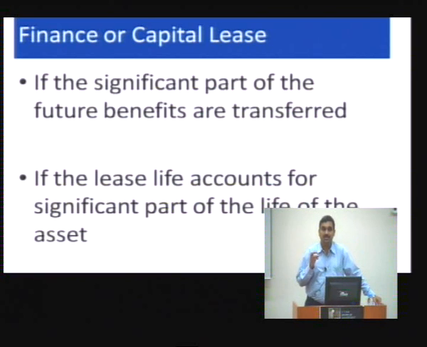If a significant part of the future benefits of the asset is transferred, then it is a finance lease. This can also be explained in another way: if the lease life accounts for a significant part of the life of the asset, then it becomes a capital lease or a finance lease. So that means, in principle, in spirit, you are transferring the asset to the buyer, though legally you are not doing so.